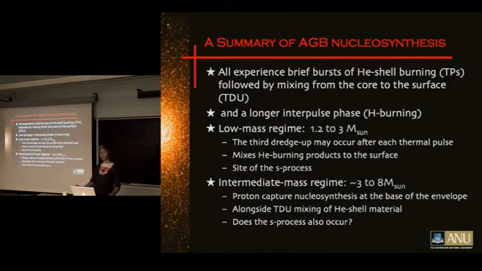And then you have the intermediate mass regime, where you have, alongside the mixing, this third dredge-up, you also have proton capture nucleosynthesis. These stars have been suggested as being the main source of nitrogen in the galaxy. That may or may not be true, but there's some questions whether they can produce S process elements, and this is one side thing that I'm interested in as well.